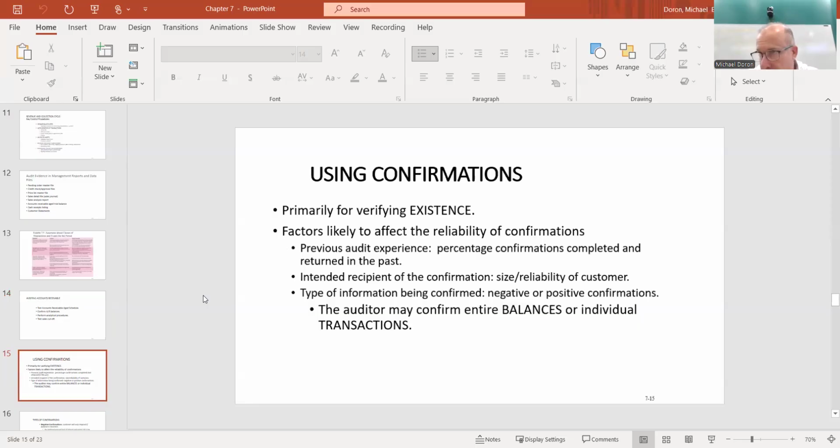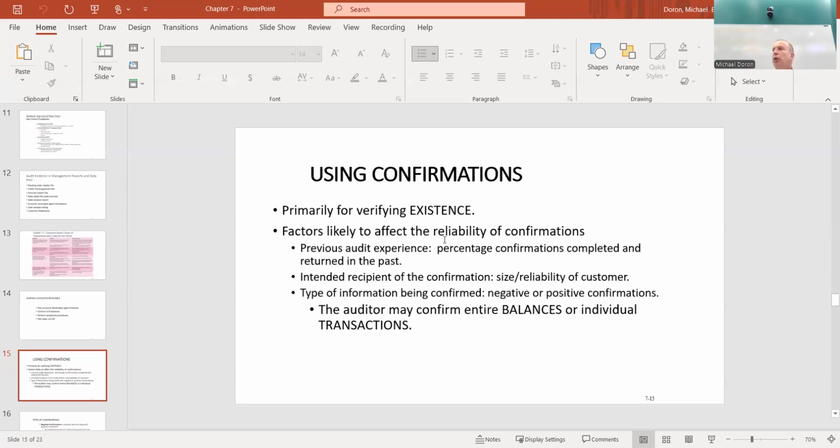Okay, so accounts receivable confirmations. Like we said, this is a standard procedure that you'll do in pretty much every audit. It is to test the existence of accounts receivable. Factors likely to affect the reliability of confirmations: your previous audit experience, the percentage of confirmations completed and returned in the past.